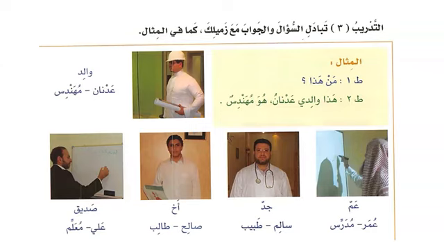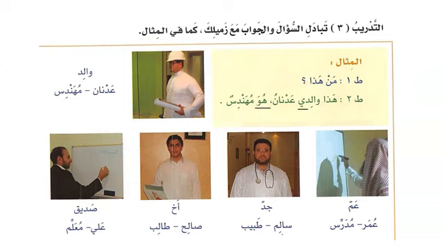التدريب الثالث: تبادل السؤال والجواب مع زميلك كما في المثال. من هذا؟ هذا والدي عدنان, هو مهندس. This is something we have already practiced. So we have Walid, Adnan and Muhandis. So we have already learned about the ya, which is used for possession. So you want to say something that belongs to you, for example, kitabi, qalami, walidi, and then after that, the third person, which we use for the masculine. So we say huwa. So for example, man hadha, hadha ammi Umar, huwa mudarris.